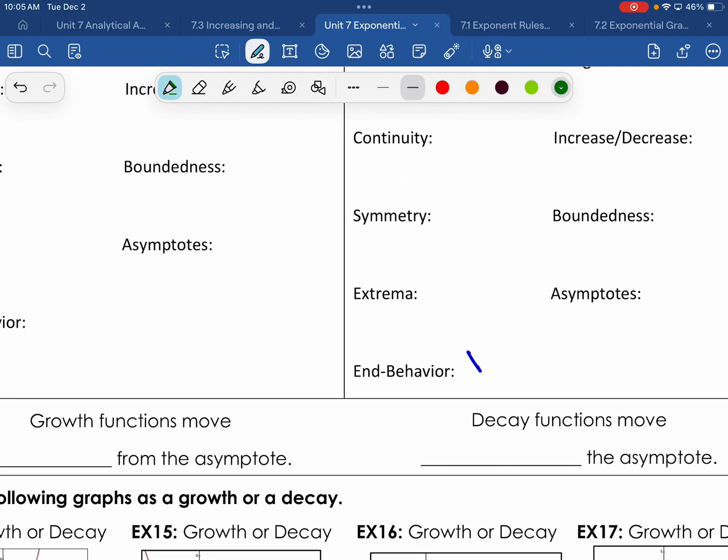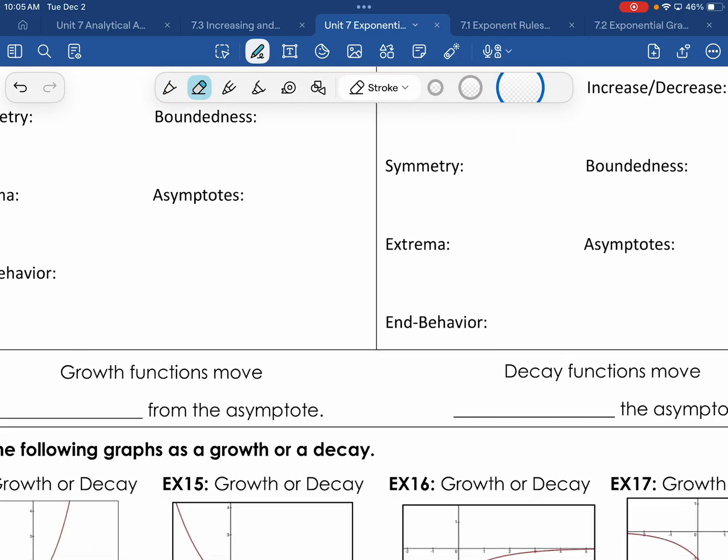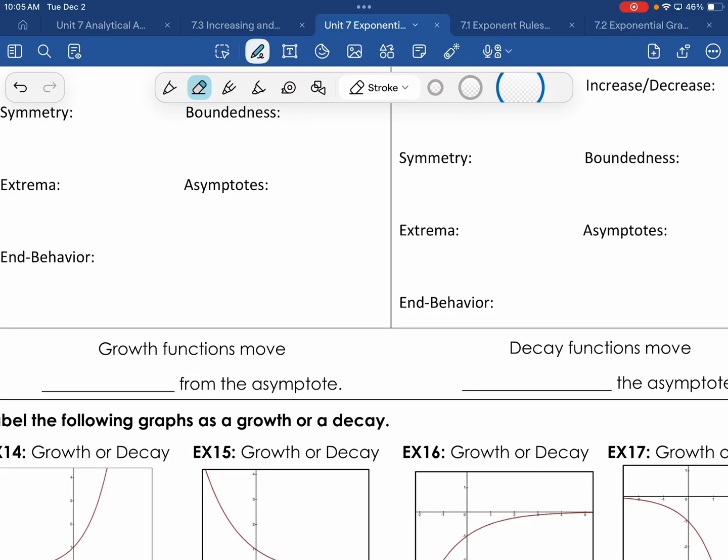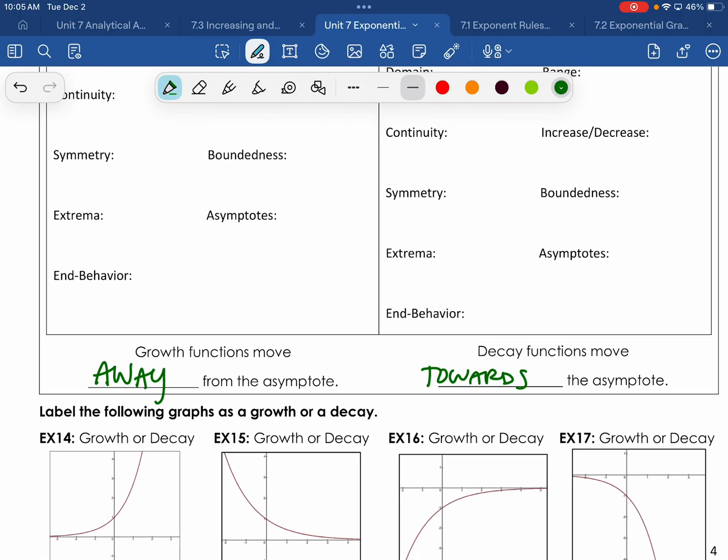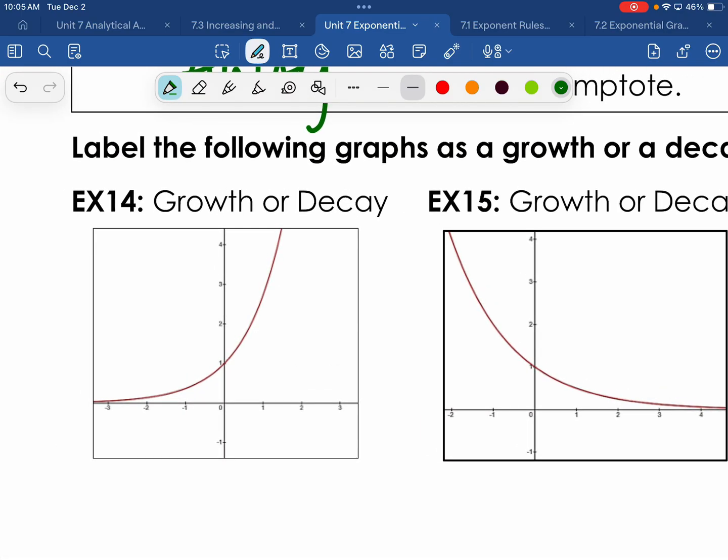All right, so I'm not going to do all of these. It takes too much time. But I do want you to write that part down, that the growth is going to move away from your asymptote, and the decay moves toward. Is that okay?